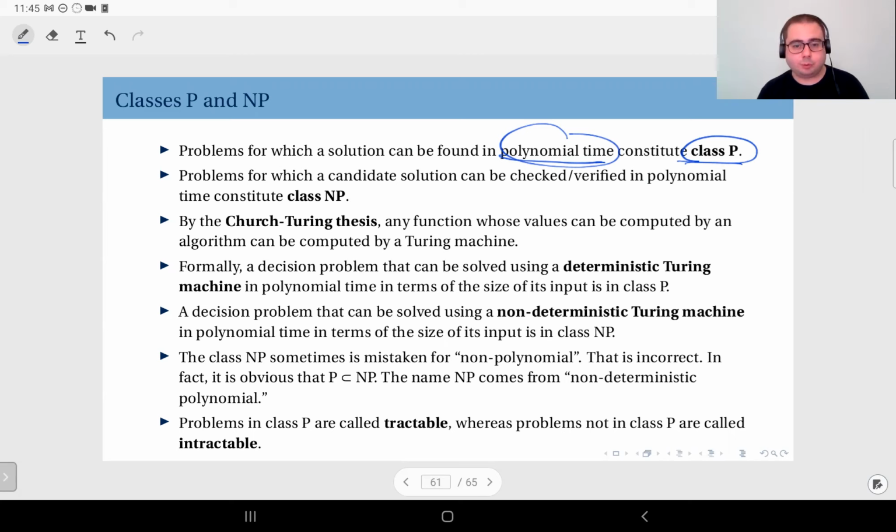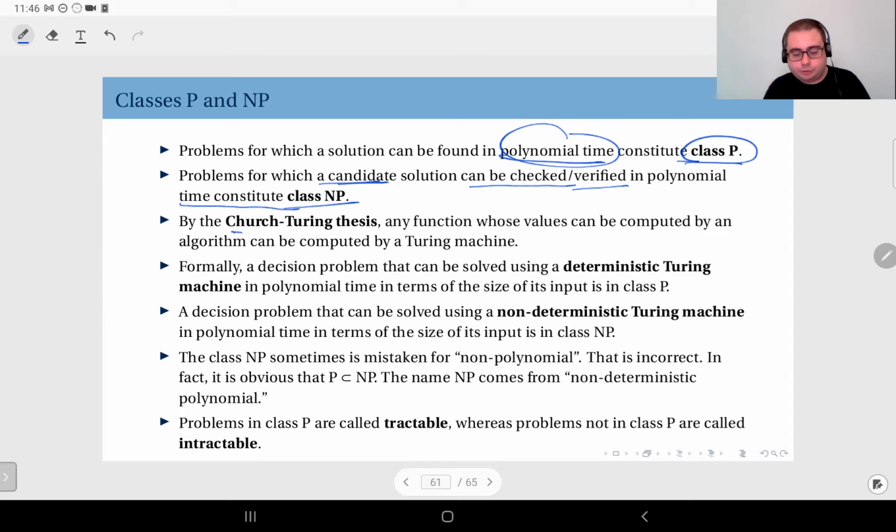Problems for which a candidate solution, where you do not know whether it is a solution or not, but you are given a candidate, okay, this might be a solution to your problem. Problems for which a candidate can be checked or verified in polynomial time constitute class NP. So this is a little bit different than class P. Here, we are not talking about finding the candidate, but we are given a candidate, right? And we can check whether the candidate is really a solution or not in polynomial time. If that is the case, we call these problems class NP.